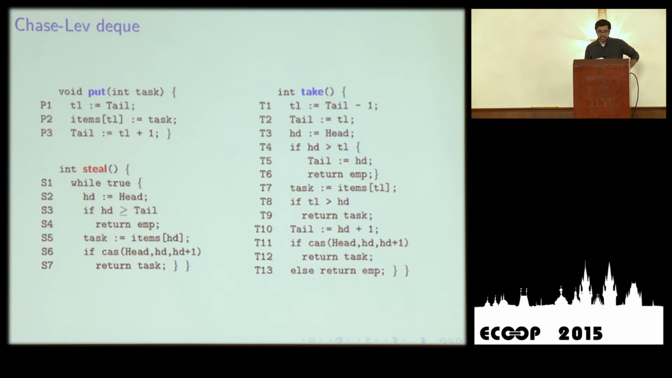And here's a particular implementation by Chase and Lev, where you've got an array-based, shared array items, a shared variable tail that keeps track of the end of the deque, and a shared variable head that keeps track of the start. Okay, I'm not going to ask you to try and understand that, but I put the code up because I'm going to introduce some fences in a bit.